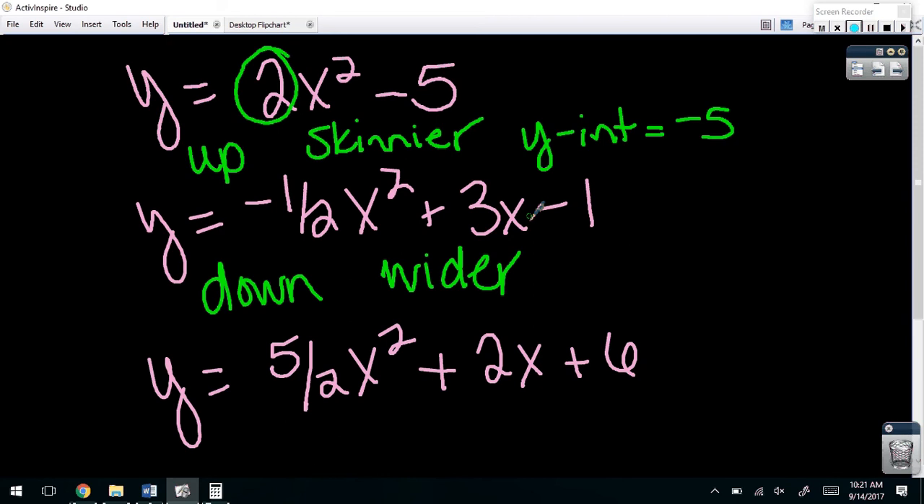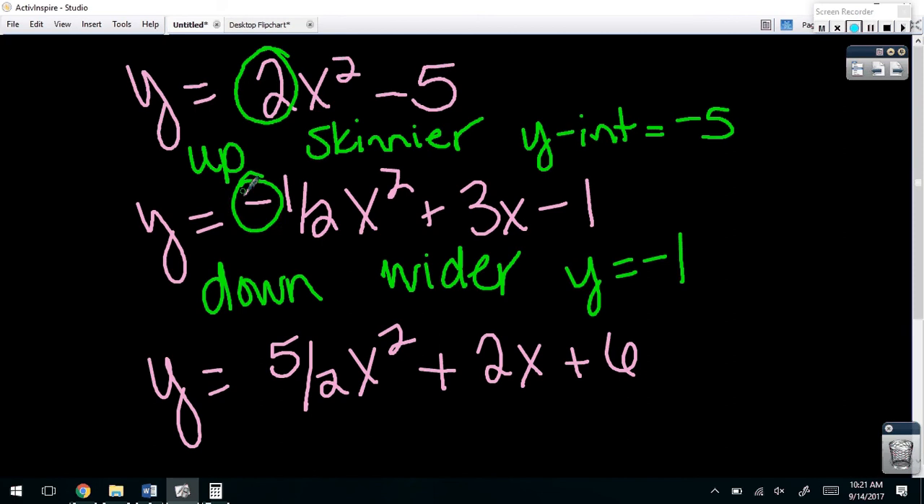What is the y-intercept? -1. So it's going down. It crosses the y-axis at -1, and it's wider than average. In fact, you didn't tell us how you determine whether it goes up or down. If the A is negative, it goes down. If the A is positive, it goes up. That's how you have to say it.